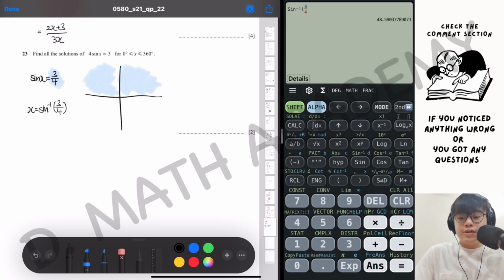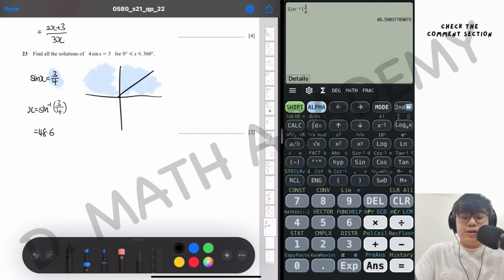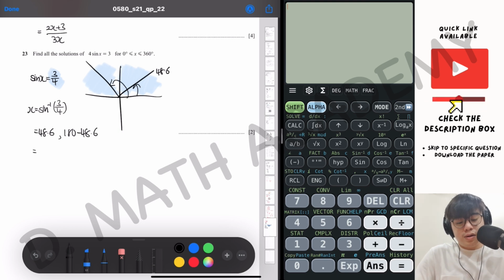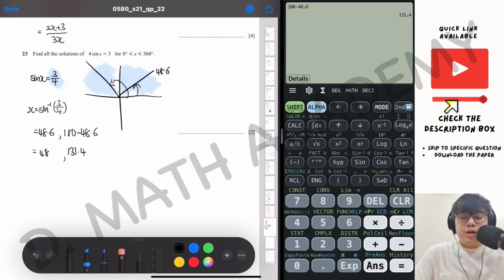You will get your answer as 48.6. That's your first answer here. And move on to the next one. You will have 180 minus 48.6. So that will be 131.4. So this is how you secure the two marks here.